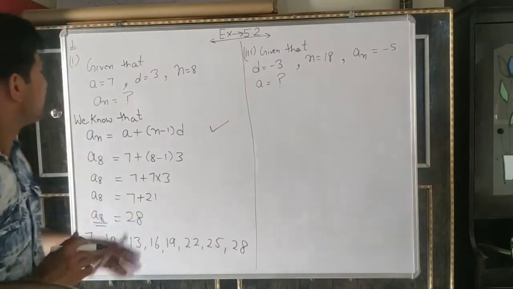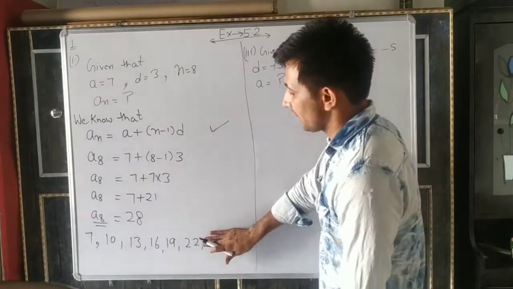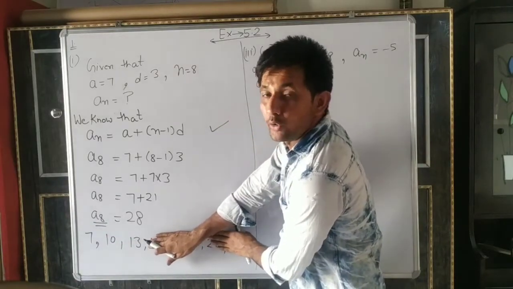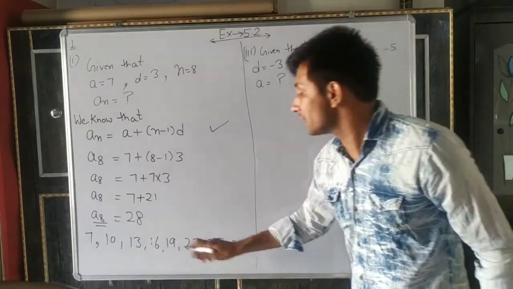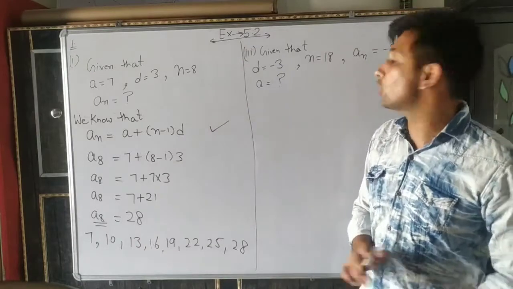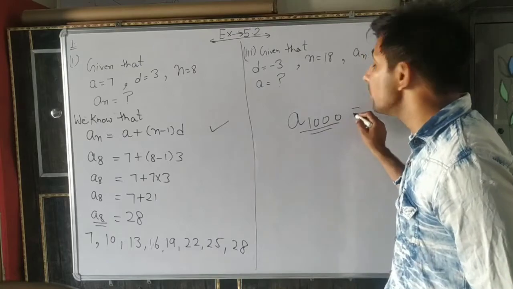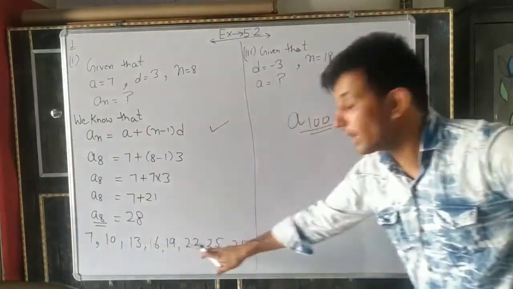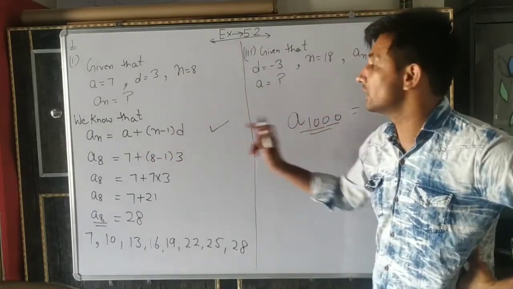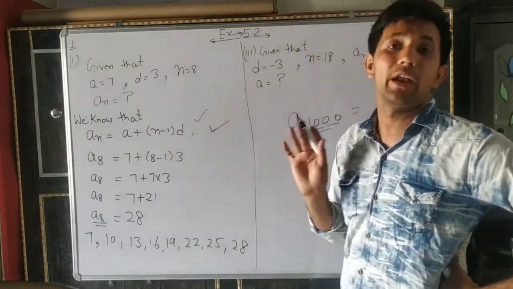Maybe the examiner asks you to find the 19th term. If you only know this AP, it is very difficult. If I write only 7, 10 and 13, find the 8th term, and you write like this, it is very time taking. Some students say, sir, it is easy. It is not easy, because if the examiner asks you to find the 1000th term, how will you find it? We cannot write like this in the exam. But it is easier with a plus n, 1000, minus 1. This formula is very important and the easiest one also.